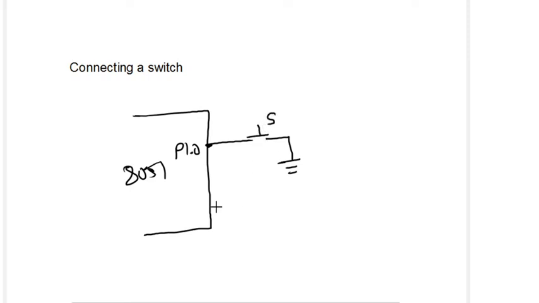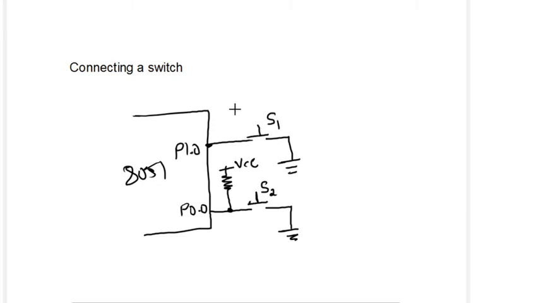In some cases we can also have a connection from the switch to ground, and preferably, let's say I'm using port 0.0, I need to connect a pull-up. So you need to connect a pull-up, and this is your VCC. This is your switch S2 and this is my S1. So these are the two possible ways of connecting a switch to 8051.